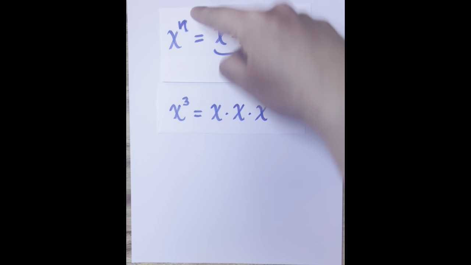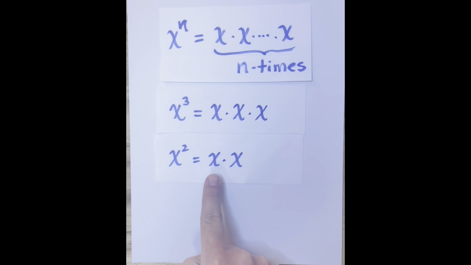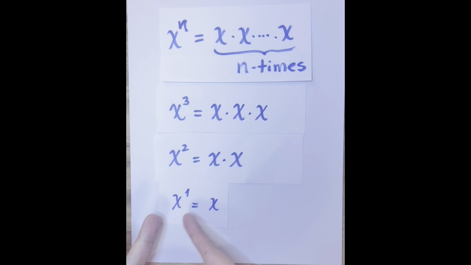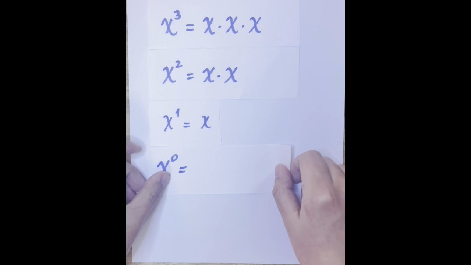Now if my exponent n equals 2, I will have x to the 2. Now x to the 2 will be x times x, because I'm multiplying x by itself 2 times. This x to the 2 is also called x squared. Now x to the 1 is multiplying x by itself just 1 time, so that means x to the 1 is just x. Now let's go a little bit further.